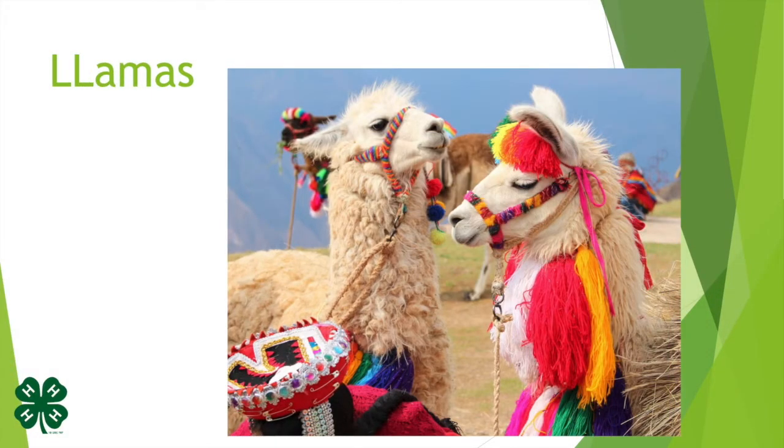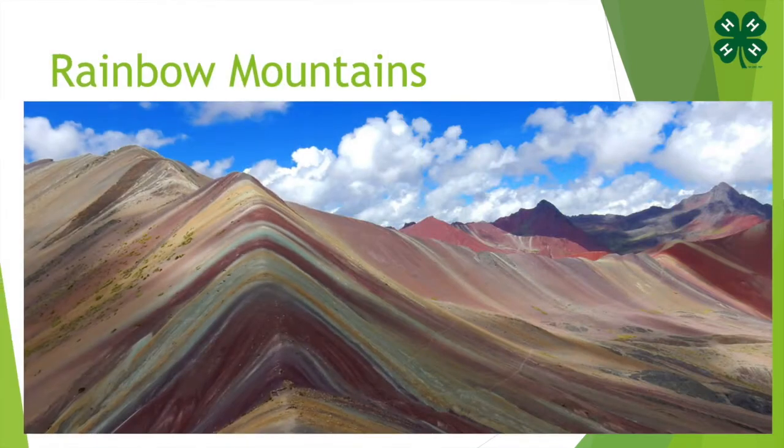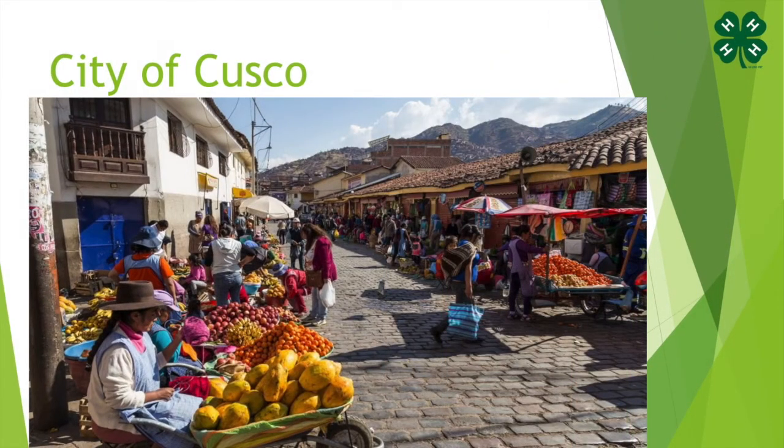2. Llamas, of course. If you'd like to take a virtual field trip to a Peruvian llama and alpaca farm, you should definitely check out this video by Nat Geo Kids, National Geographic Kids. They're pretty young, but they're super cute, and I love the videos. And you can actually learn a little bit about how they take care of and shear the alpacas and how they make wool and yarn and fiber from their fur. The third thing you might know about Peru is the Rainbow Mountains. And 4, the city of Cusco.